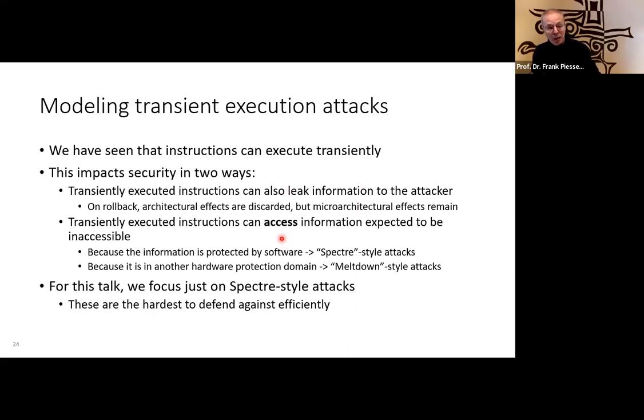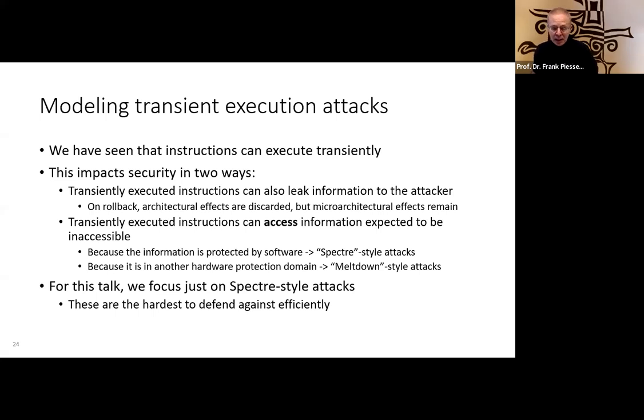Secondly, and maybe even worse, transiently executed instructions can sometimes access information that you don't expect to be accessible. For example, it might be that you have access to memory that's protected by software, but on a misspeculated path, that protection might fail. That's an example of a Spectre attack, and I'll give detailed examples on the next slide, so I don't want to say more here.